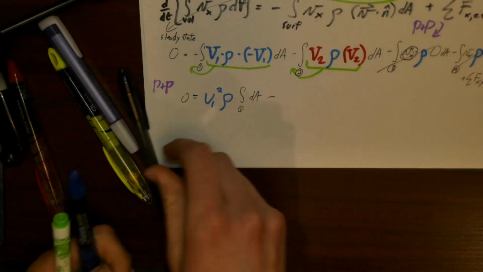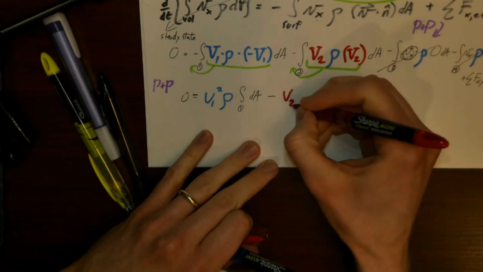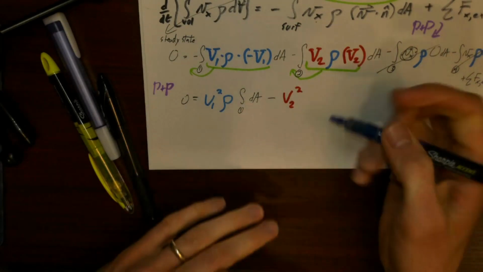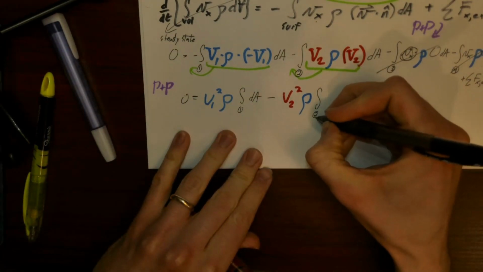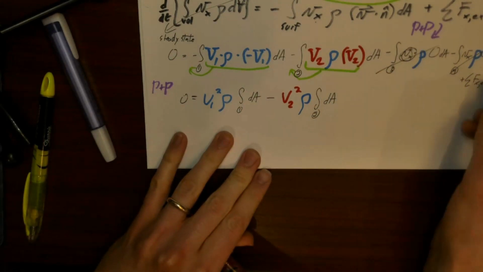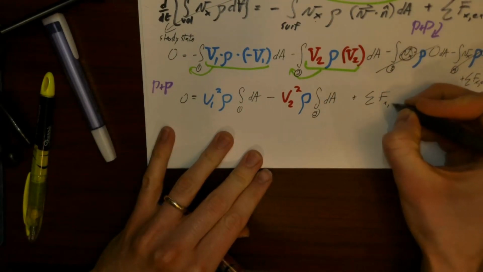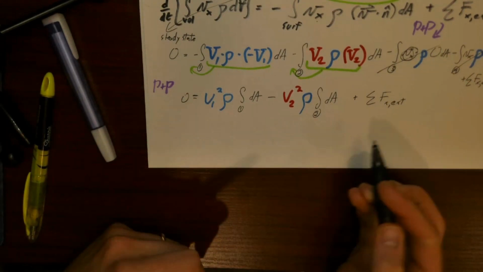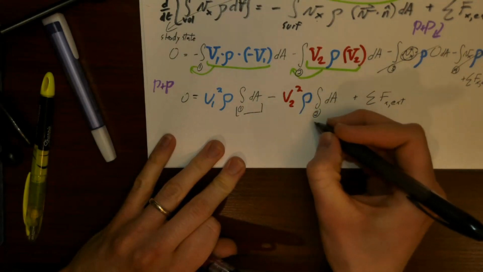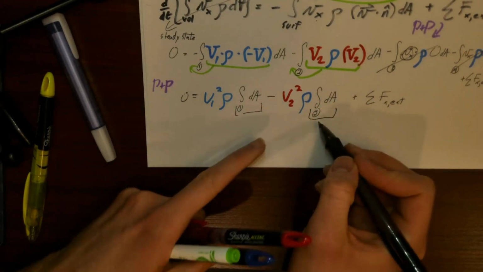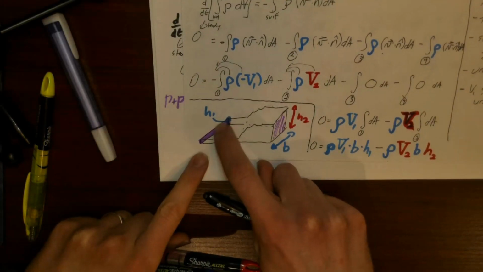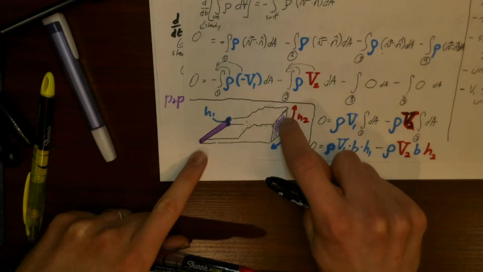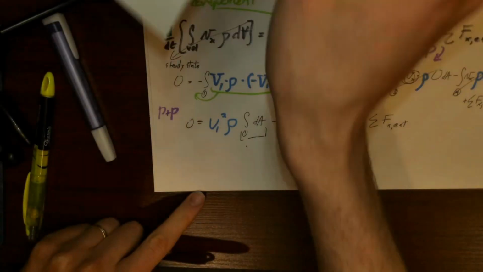Then we have minus V2 squared rho integral over surface 2 dA, and then we still have our x external forces. These two are of course 0. And then if you remember, we basically already came up with rationale here, right? These integrals dA just become areas, A1 and A2, the areas of those two surfaces respectively, and we already went through this reasoning to say that the first surface was h1 times b, and the second surface was h2 times b. So we can go ahead and plug those in.